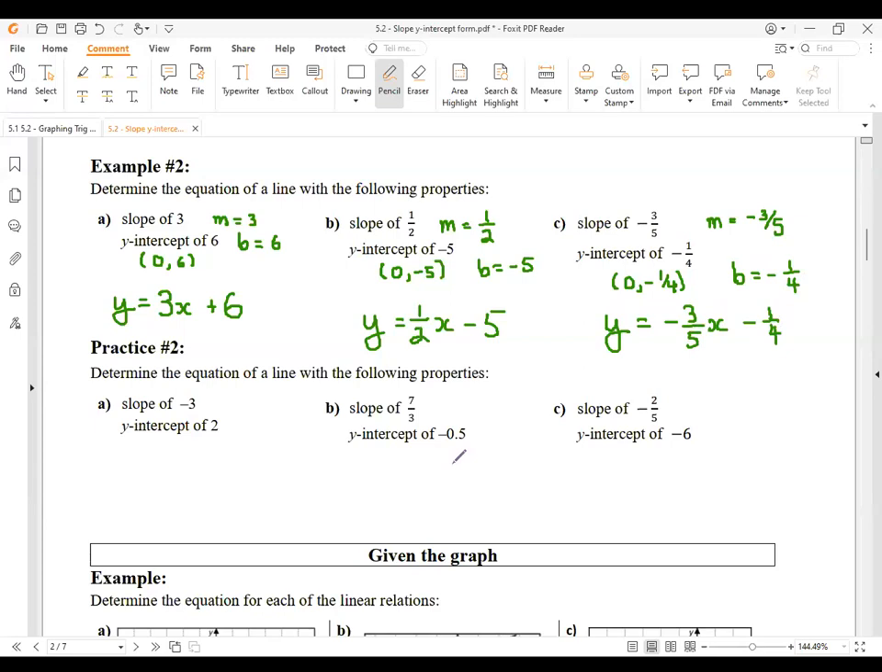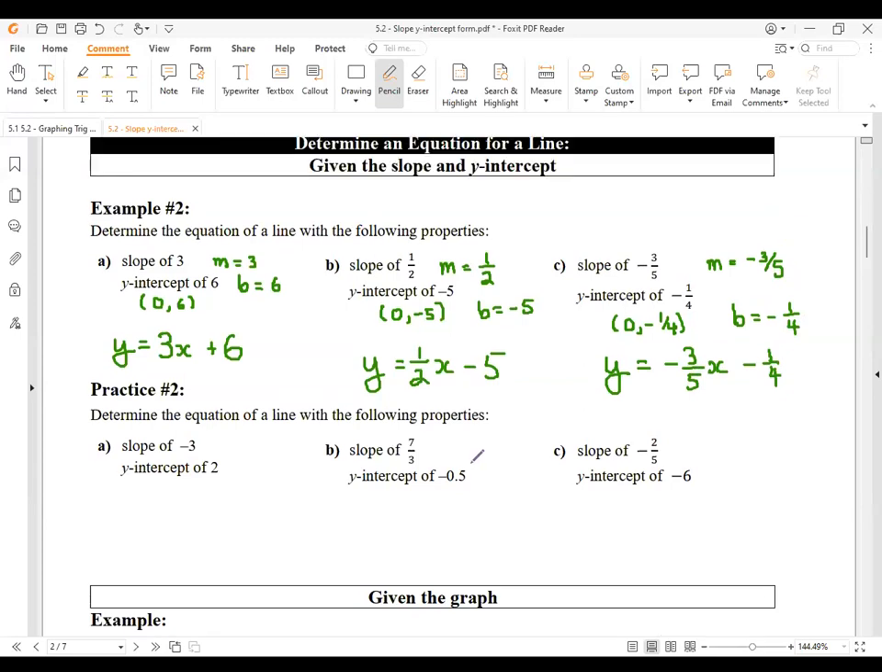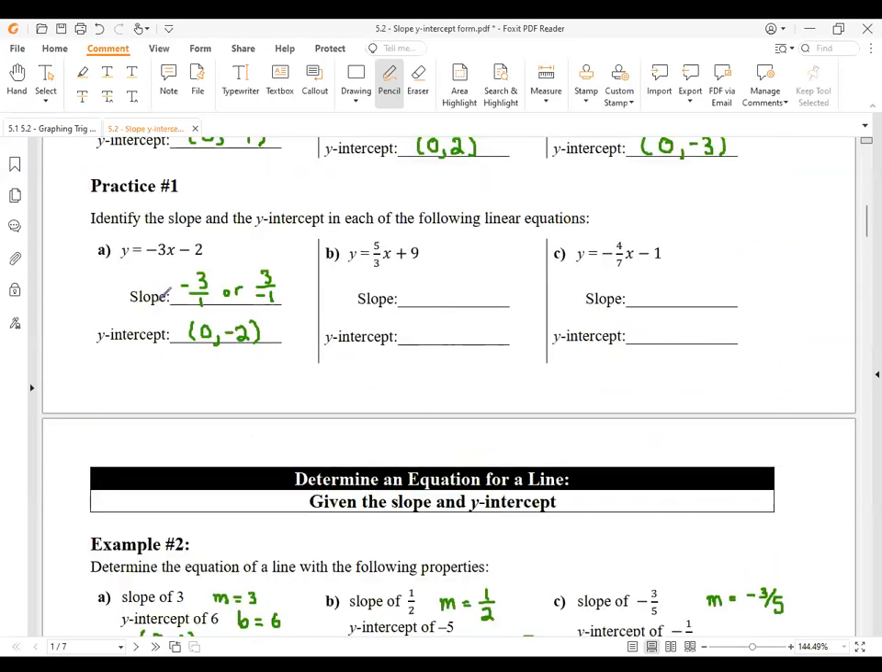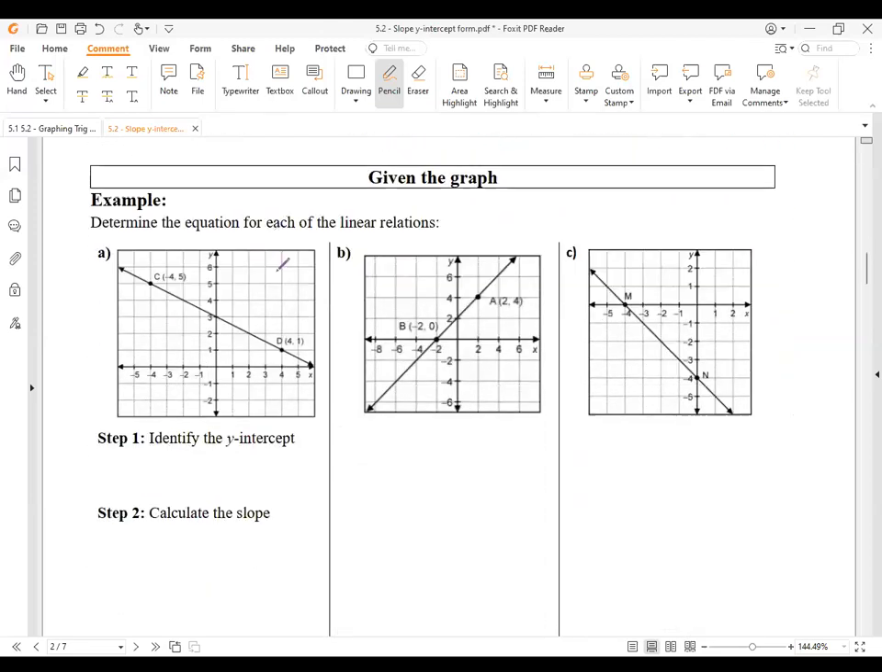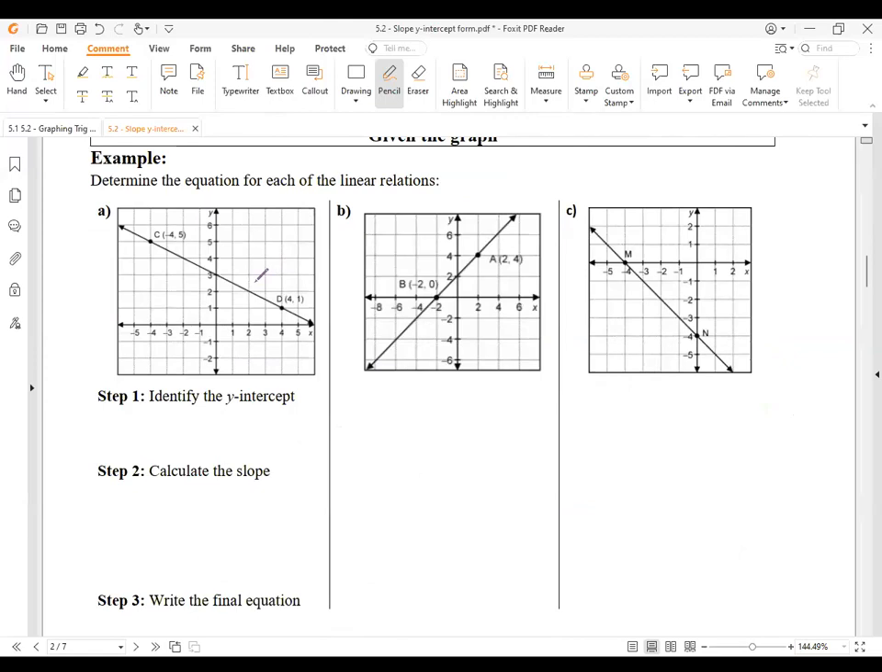Let's keep moving. If I give you an equation, you should be able to pull out slope and y-intercept. If I give you slope and y-intercept, you should be able to pull out an equation. Both of these should help you with a graph and vice versa. If I give you a graph, you should be able to pull out the y-intercept, the slope, and then give me an equation. Just as if I give you an equation, you should be able to graph.